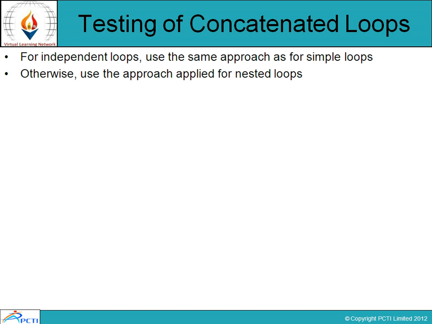Next is the testing of concatenated loops, that is, a combination of other loops. For independent loops, use the same approach as for simple loops. Otherwise, use the approach applied for nested loops.